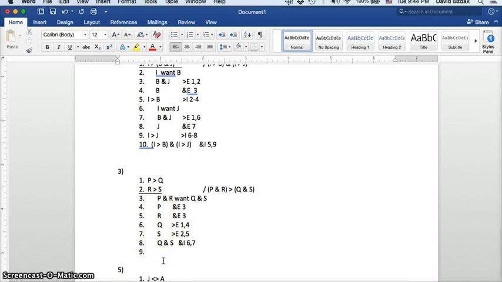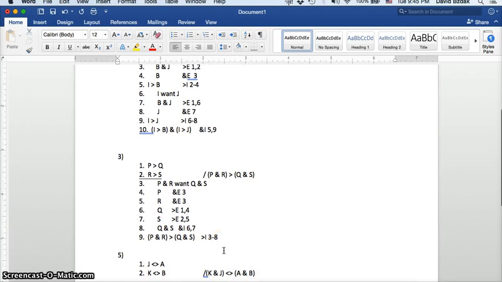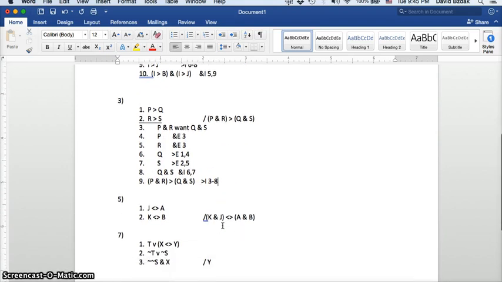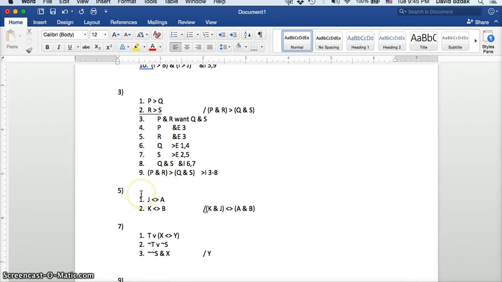We come back to the original, and we've just proven if P and R is true, then Q and S follows. That's by conditional introduction 3 through 8. 3 was our assumption. 8 was the line where we got what we wanted. So 3 through 8 is our subderivation. That's what justifies the conditional. Okay, now 5 is a biconditional. The conclusion is a biconditional.